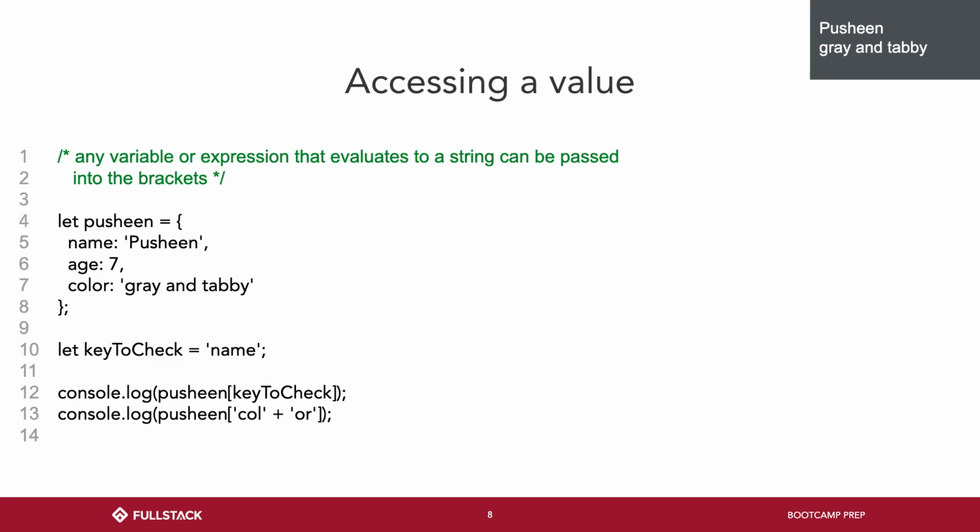You can also pass in equations or variables into bracket notation. Let keyToCheck equal the string name. Pusheen at keyToCheck, we get Pusheen, right? Because it evaluates what this variable is. Pusheen at bracket the string COL plus the string OR. So we do that equation first, we concatenate those two strings so we get color, we get grain tabby. Does this make sense?